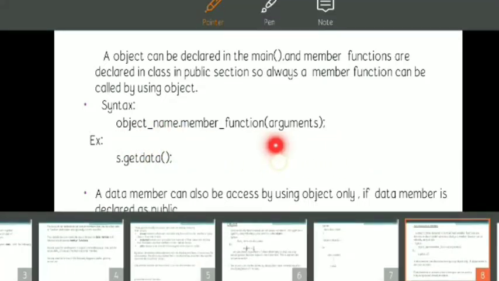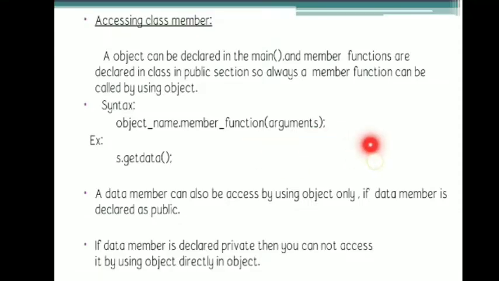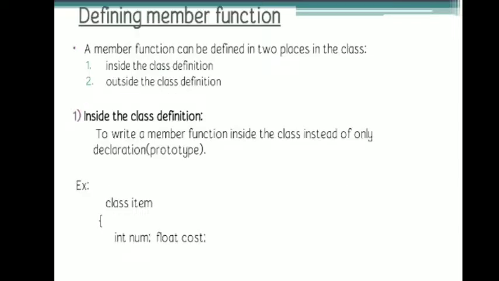Object name, dot, member function, then within the parentheses the argument list. This is our example. getdata is a member function, and we are accessing this member function using the object s. So s is the object name and getdata is the member of the class. If getdata is a public member, then only can we access it through the object. Suppose it is a private member, we cannot access it through the object. So only public members can be accessed through an object.